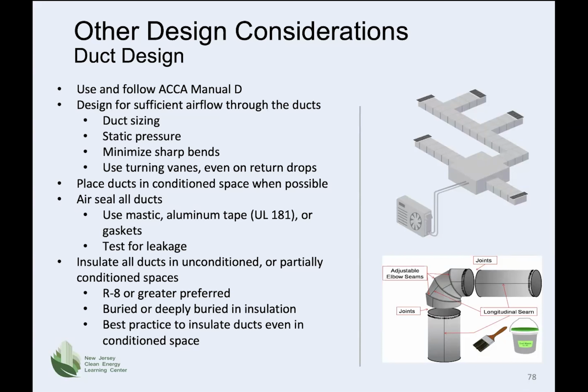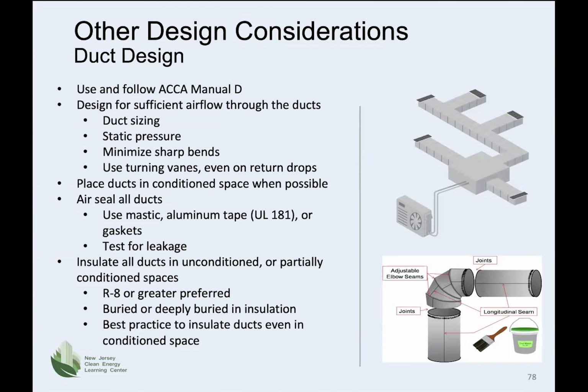You want to place the ducts in conditioned space whenever possible. That's always better than having it in a cold basement or a cold attic, if you have the space available. The air seals for the ducts, you want to use mastic or aluminum tape, or you can use the two combined. You do not want to use duct tape, even though they call it duct tape. It's not really designed for ductwork, and it will dry out quickly, and then you're going to have a leaky duct. And for some ducting, gaskets are available, and they're good to use if the system allows.